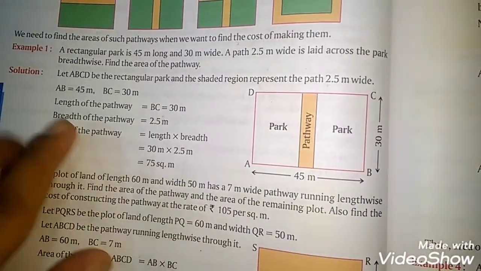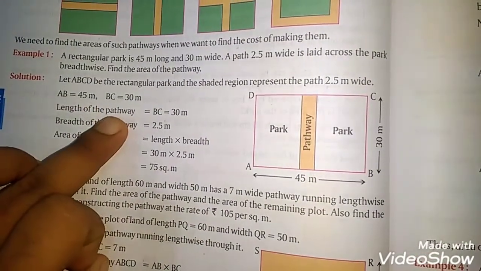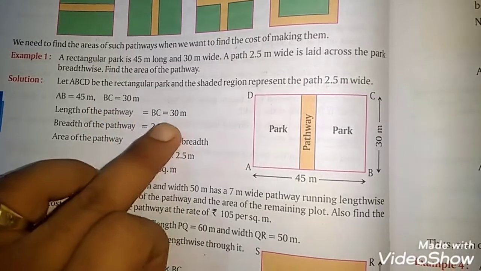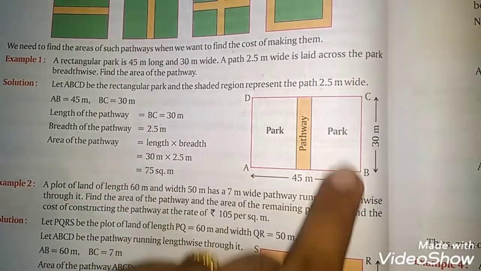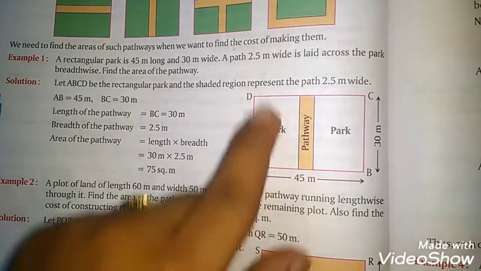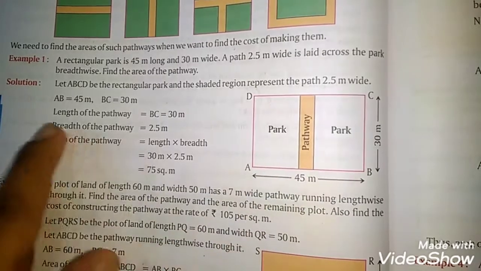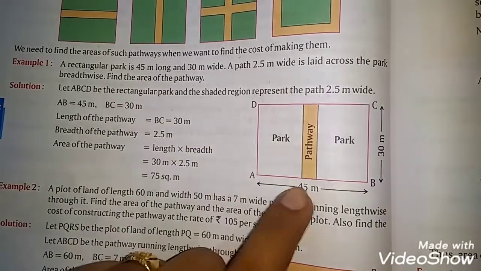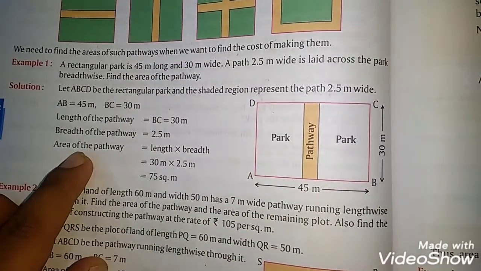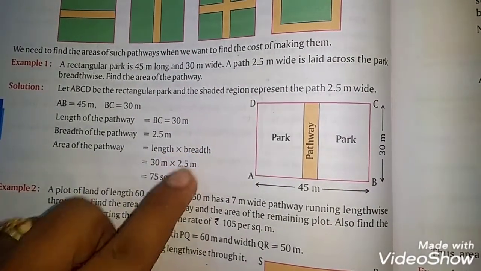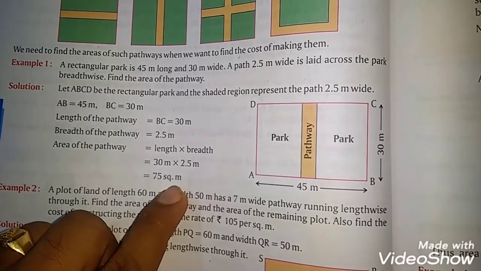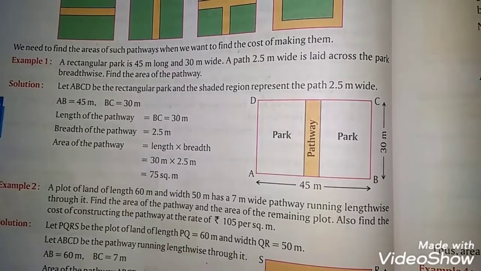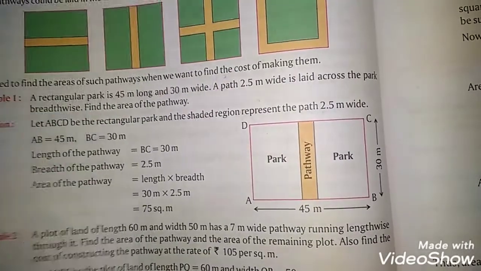Now simply you have to find out the length of the pathway. It is 30, as it is running parallel to the park. So its length is 30 and breadth is 2.5, as it is given in the sum: a path 2.5 meters wide. Breadth is given, length is given, and area, as you know, is length into breadth, and so the answer will come out. Now we will do the next example.